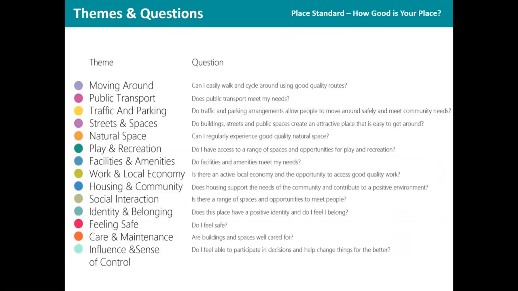So yes, you can play with the figures as much as you want, and clearly if you wanted to add in some supplementary questions to fine tune that data further, you can do that also. That's great.